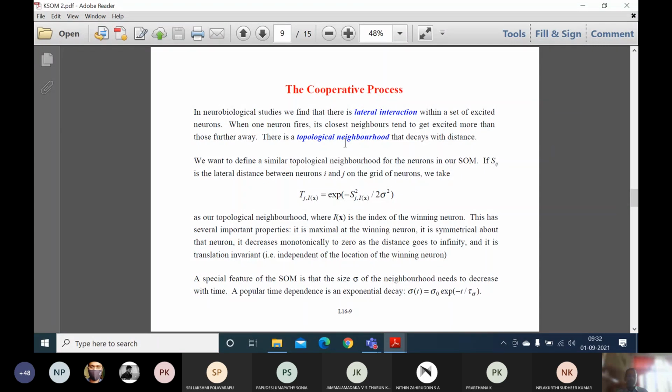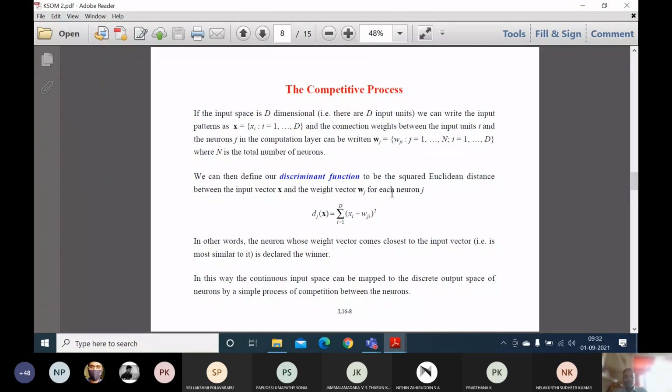So we want to define a similar topological neighborhood for the neurons in our SOM. So if Sij is the lateral distance between neuron i and neuron j.